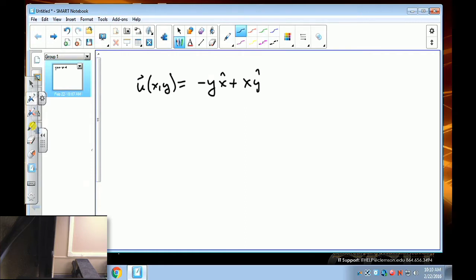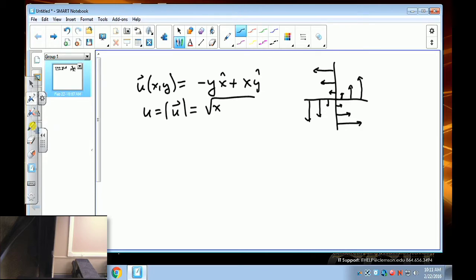The solution has a plot of the field, and this clearly has a kind of rotational or circulational characteristic to it, and you can see that. It looks like this. And if I take the magnitude of u, I see that that is equal to the square root of x squared plus y squared. So this goes like the radius. So the vector field is circulating and increasing in magnitude as you go away from the origin.